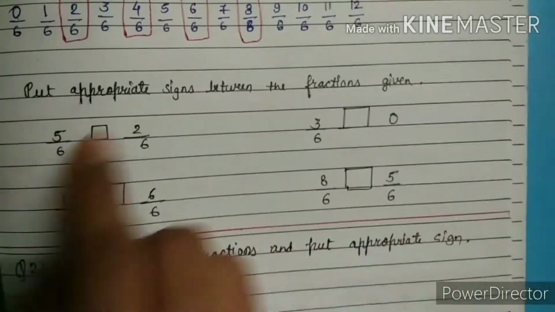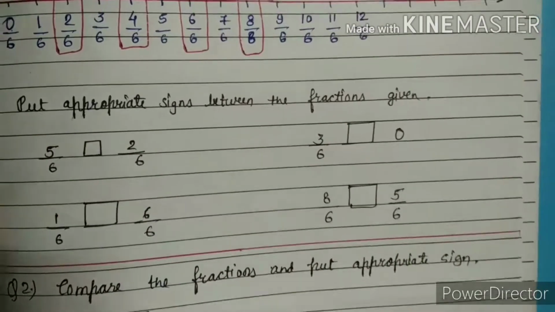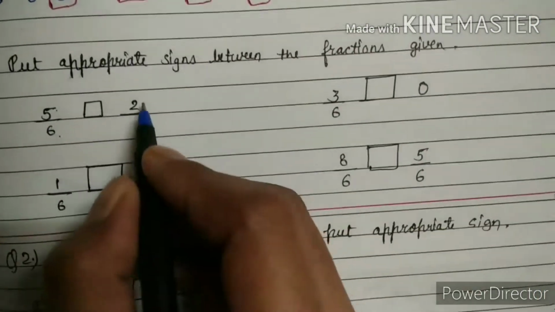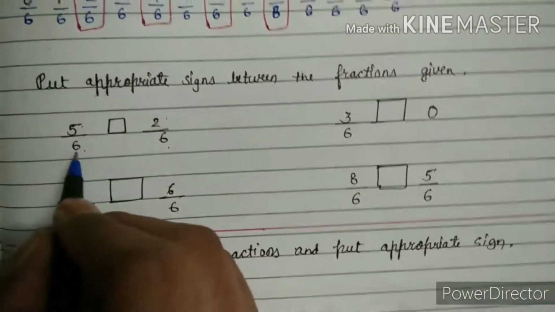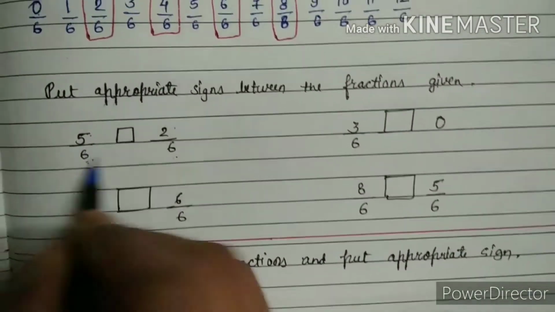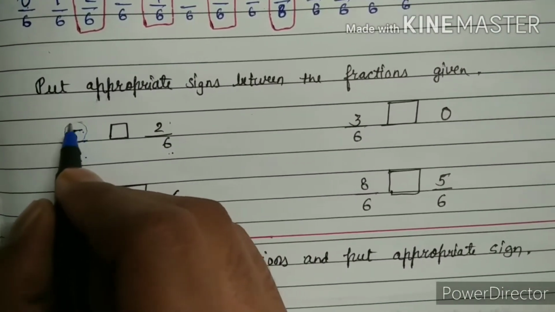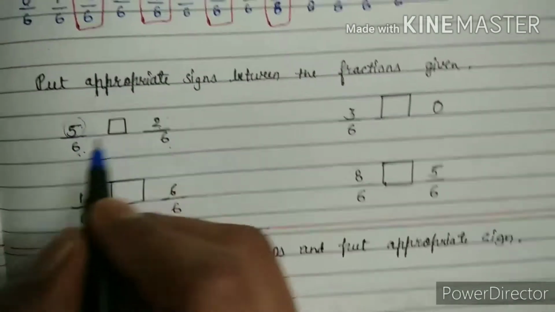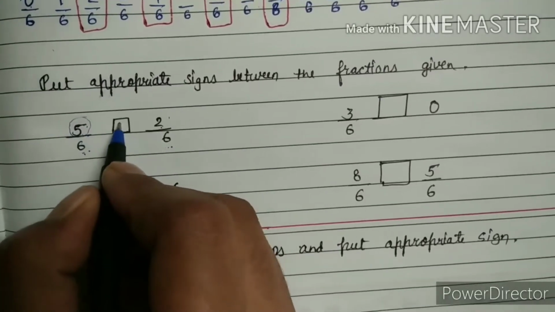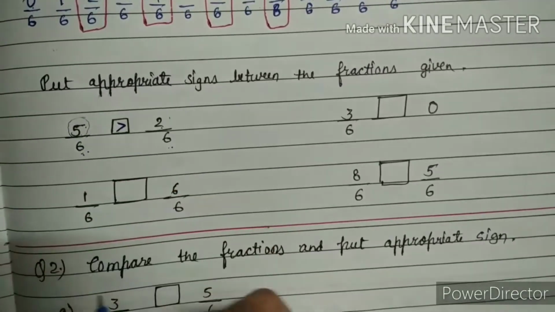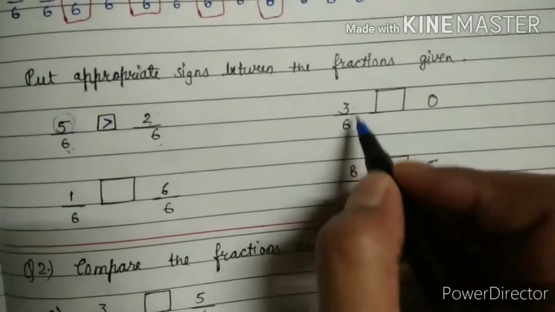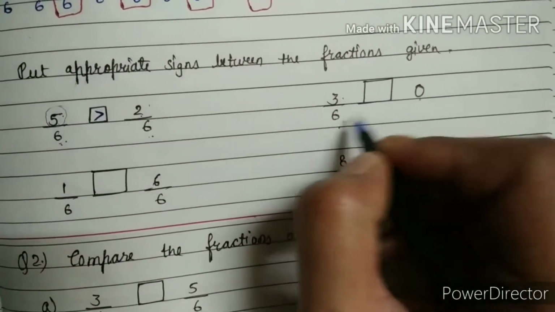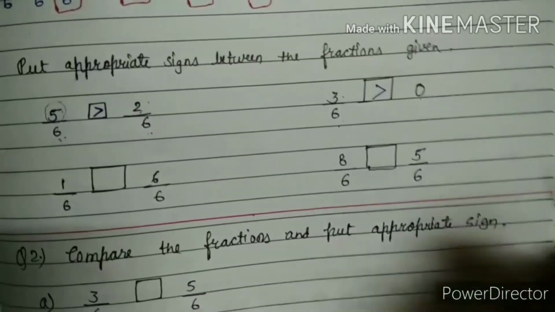Now put the appropriate sign between the fractions given. First is 5 by 6 and 2 by 6. Denominators are the same, so the greater numerator value is the greater fraction. 5 is greater than 2, so this fraction will be greater. This symbol will come. Here 3 by 6 and here is 0. So obviously 3 by 6 is greater than 0.